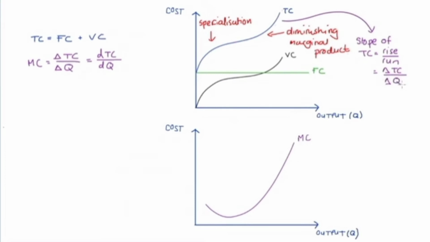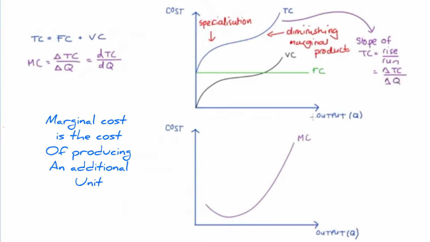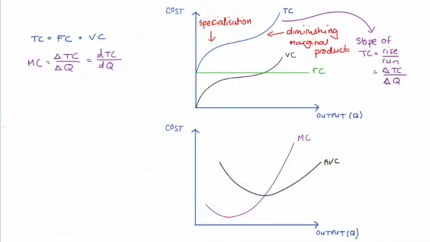We also have a marginal cost curve. Marginal cost is equal to the change in total cost divided by the change in quantity. That's the formula. By definition, a marginal cost is the cost of producing an additional unit. So the moment you hear marginal, think of an additional. The more we produce, the more cost there will be. That's called the marginal cost.